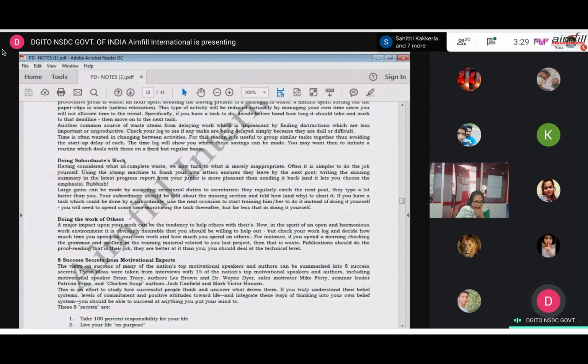Having considered what is complete waste, we now turn to what is merely inappropriate. Often it is simpler to do the job yourself, using the stamp machine to frank your own letters. You know what franking of letters is? Anybody knows? No?